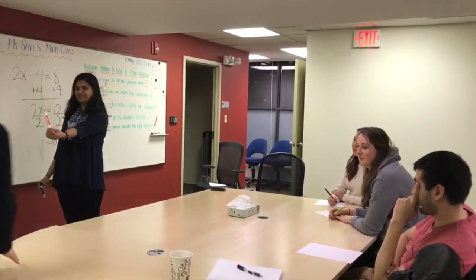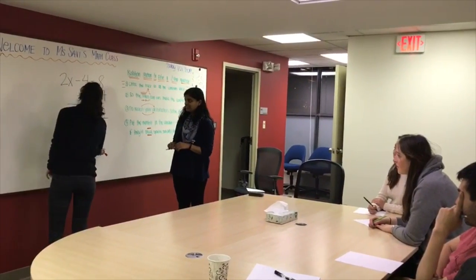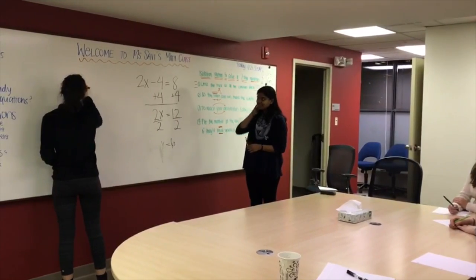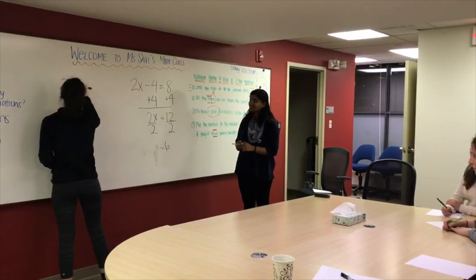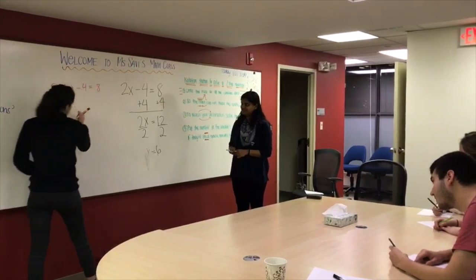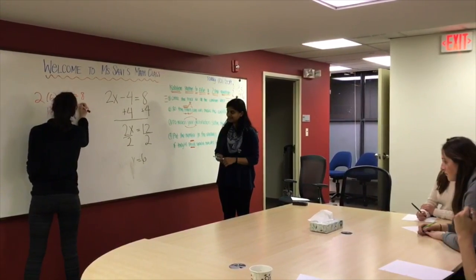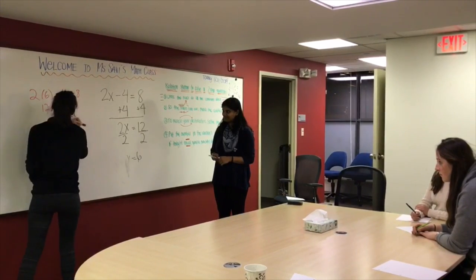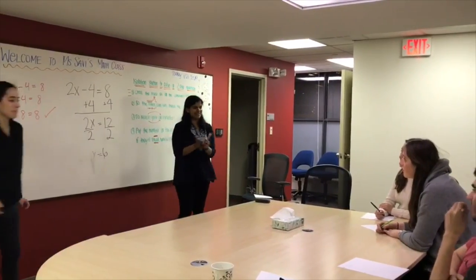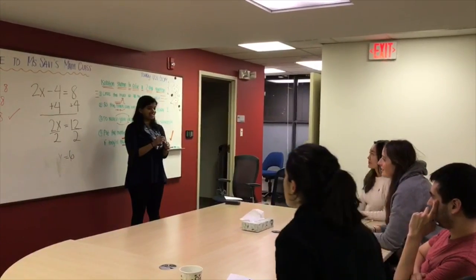Okay. So if you think that x is 6, can I write out the equation? So you would do 2, and then instead of x, you would do 6, minus 4 equals 8. And then 2 times 6 is 12, minus 4 equals 8, which is 8 equals 8, and that's correct. Perfect. Awesome. Can we give a round of applause for Michelle for coming up? Does anyone have any questions?